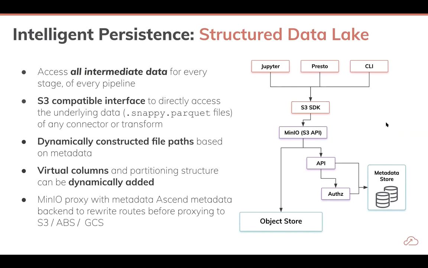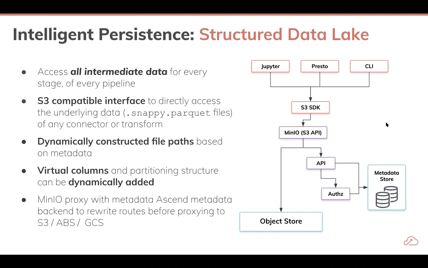One is this notion of a structured data lake, which is a product Ascend launched last year, which gives us access to all intermediate data for every stage of every pipeline. We expose this through an S3 compatible interface using a technology called MinIO that makes it look just like S3, but gives us dynamically constructed file paths that are directly aligned with the pipelines and the stages themselves. This is incredibly powerful because we can now put a Jupyter notebook, a Presto cluster, a CLI, anything that talks to S3 can now directly access all of the underlying intermediate data as part of any data pipeline, which is incredibly powerful.